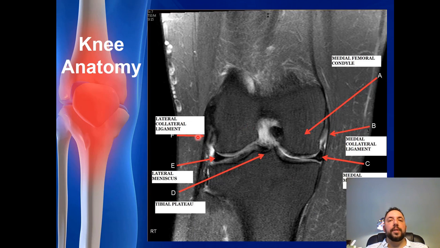The coronal PD fat sat coronal, the lateral collateral ligament is housed in here. The medial collateral ligament is in here. Medial femoral condyle, tibial plateau, medial meniscus, black triangle, lateral meniscus, black triangle.